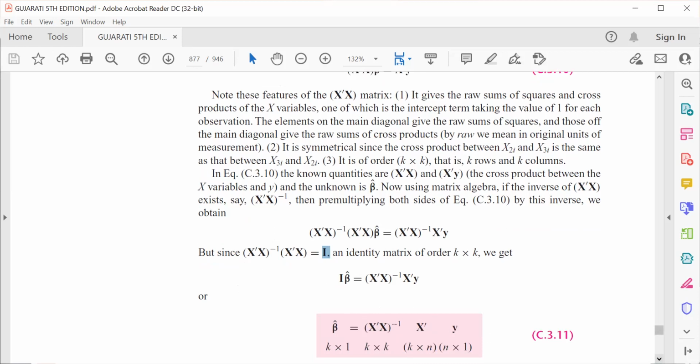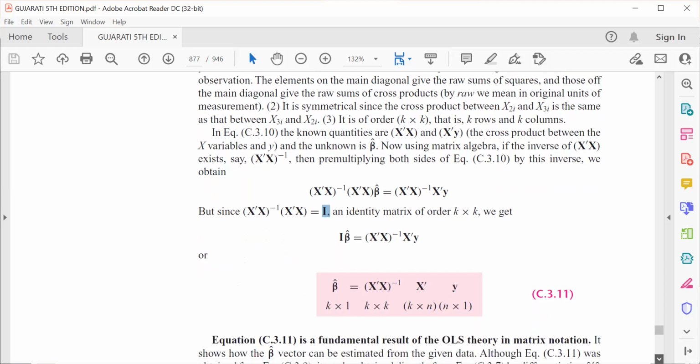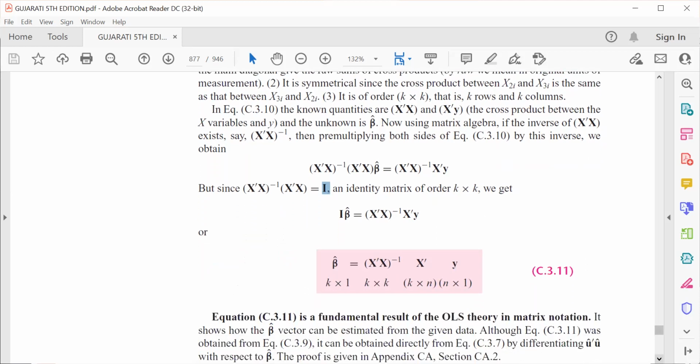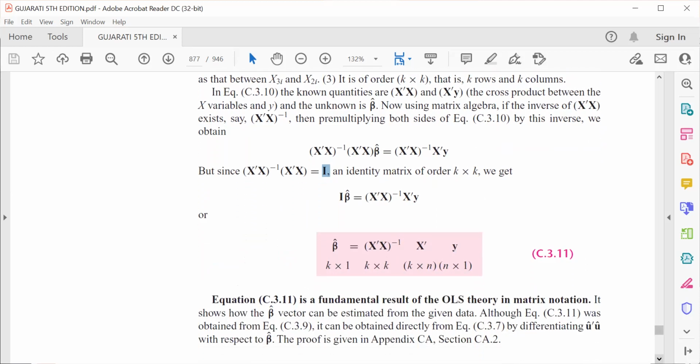So how do we calculate the betas from the equation? C311 is the formula to calculate the beta value, or the parameters of the regression equation. So don't forget, the formula for beta hat is x prime x inverse x prime y. Any questions?